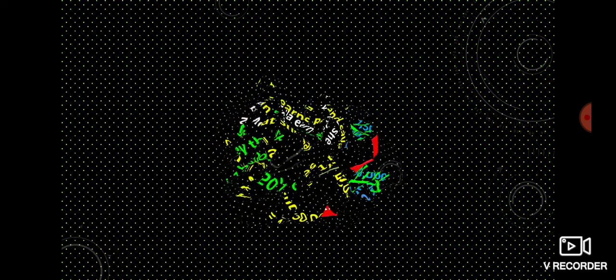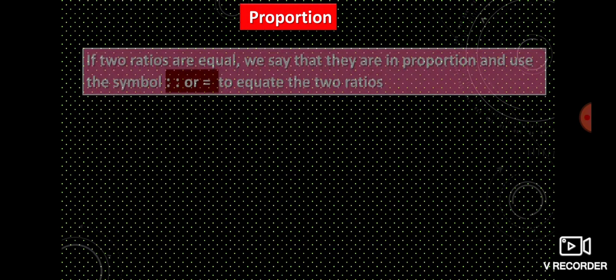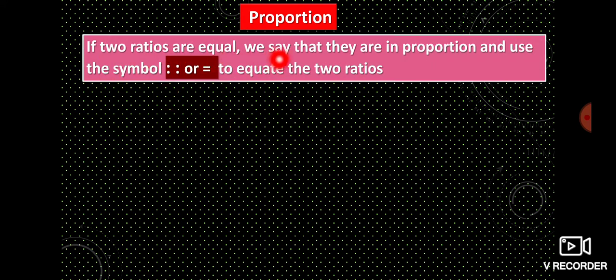Next we have to study about proportion. Proportion is also very simple. If two ratios are equal, we say that they are in proportion. First we find the given numbers are equal. That is, the ratio of the given numbers are equal. Then we can say that two ratios are in proportion and use the symbol. For ratio we use only 2 dots. For proportion we use 4 dots. Or equal to also we can use to equate the two ratios.